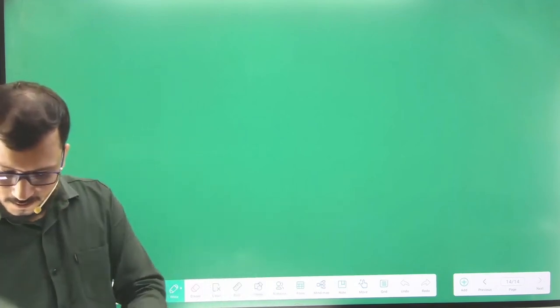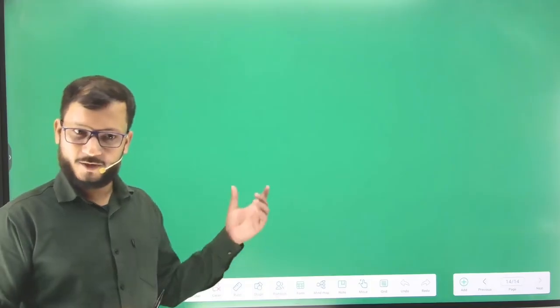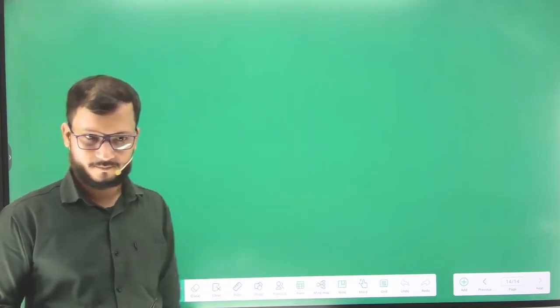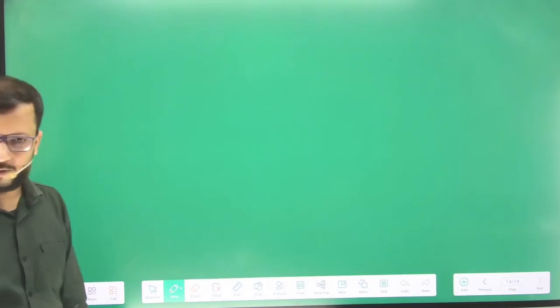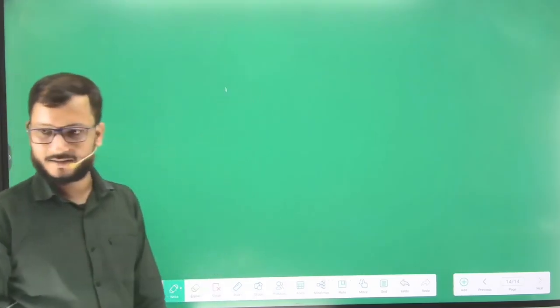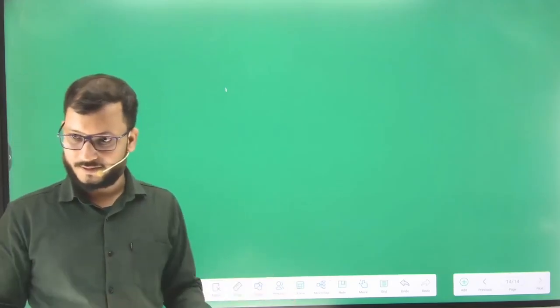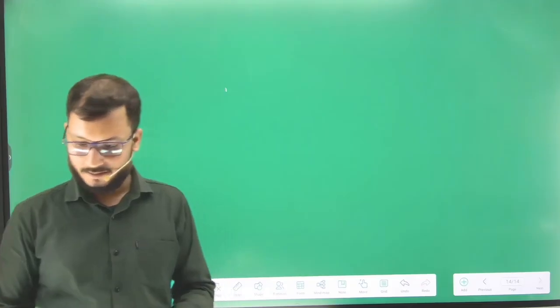When the 3-hour class is there, and when there will be a test, the test timing will be from 1:30 to 3 p.m. Got the point? So I will take the class from 10 to 1, then after a half-hour break, there will be the test. Clear?